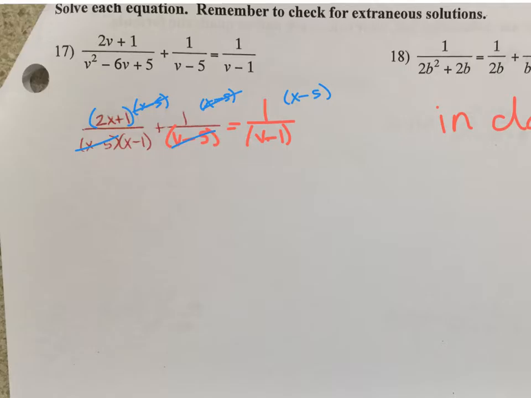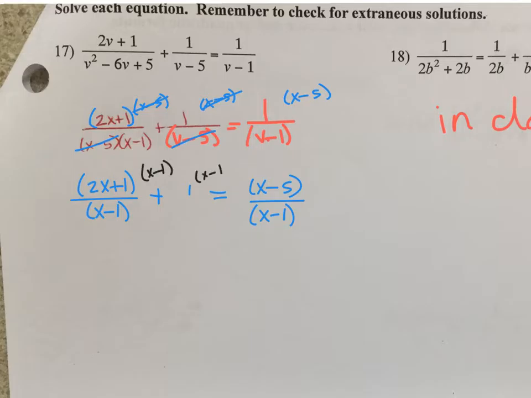So I'm going to write what I have left. I have 2x plus 1. I'm going to change everything over to x's. x minus 1 equals, not equals, plus 1 equals x minus 5 over x minus 1. Now I only have one additional denominator to eliminate, and that's going to be my x minus 1. So I'm going to multiply again everything, every single thing by x minus 1.